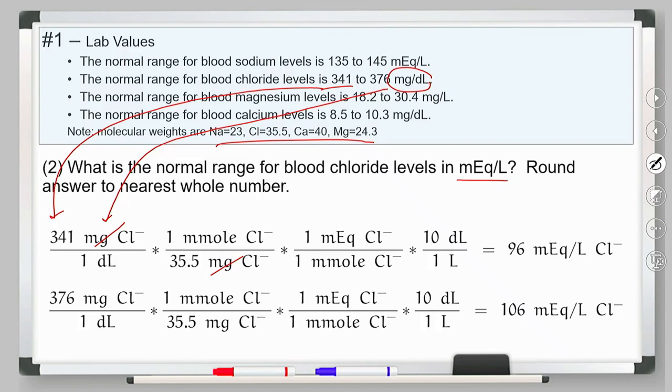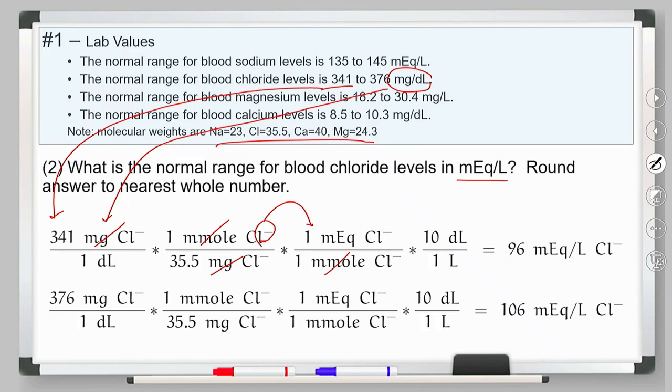But how much electricity will we get from that? Well, we have to look at the valence. What is the valence on chloride? It's a -1. So there's one charge. I don't care whether it's positive or negative. It's one charge. So there's one milliequivalent, one amount of electricity, for every 1 millimole of chloride. Because the valence is 1, it's 1 to 1. So if I multiply by that, I can cancel millimoles and end up with milliequivalents.